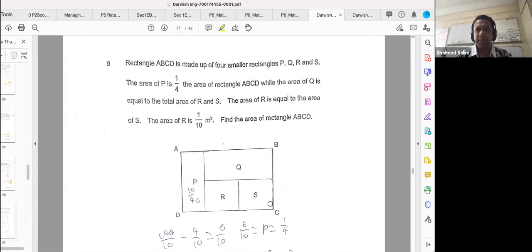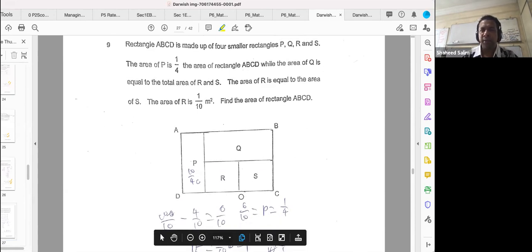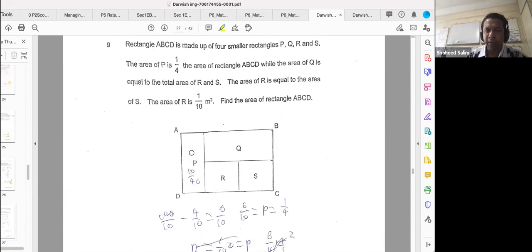ABCD. Okay, made up of 4 rectangles with this. P is 1/4. So you put 1040. Okay, let's see. Q is equal to R and S. Okay. So now this one 1515. Am I correct? Do you agree? 1515. If you say 40, 10 or 40, these two are equal, right? So it must be 1515. So the area of R is equal to the area of S.